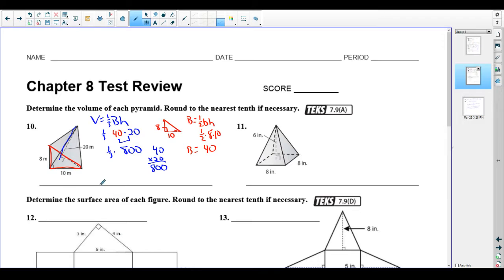So 1/3 of 800. 800 divided by 3. 2, 6. And then this is going to just repeat forever. So it's going to be 266 point, and then this is just going to be 6 repeats. Okay. You say it's about 266.7 meters.